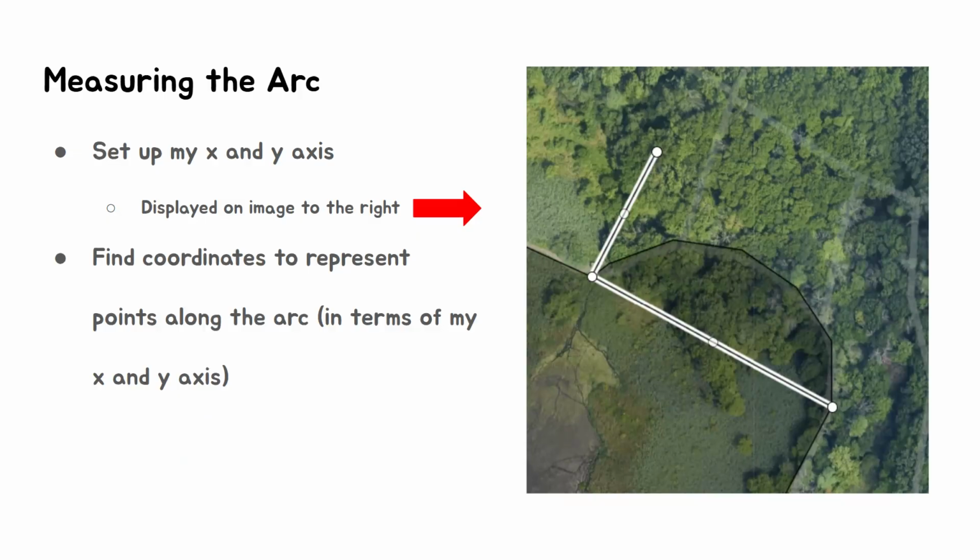First, I set up the x and y axis, as we can see here, and then I used these as references to find coordinates that would represent points along the arc. The way I found these coordinates is by finding the distance between here for the x values, and then finding the distance between here for the y values.